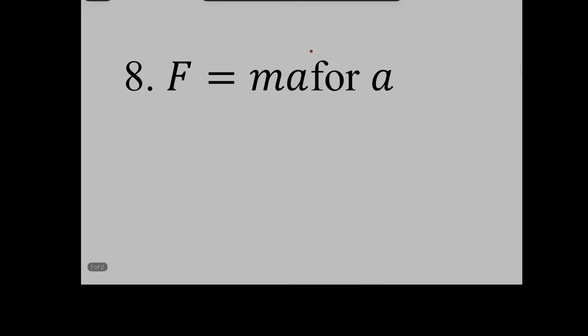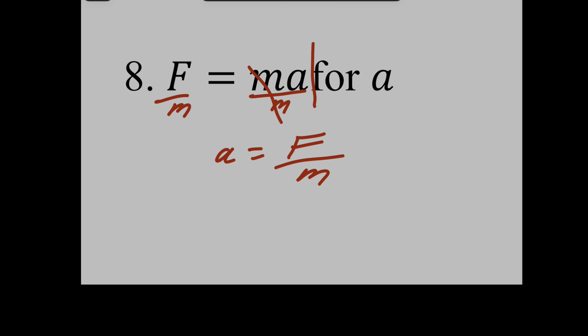Okay, let's keep going. Number 7. We're going to do F equals ma. You know what that is? That's a physics one. Force equals mass times acceleration. You don't need to know that now. But anyways, we're going to solve for A. Well, A is being multiplied by M, so let's just divide by M. Boom. A equals F over M.